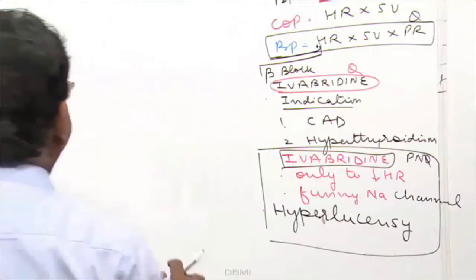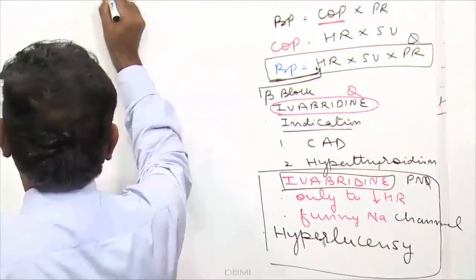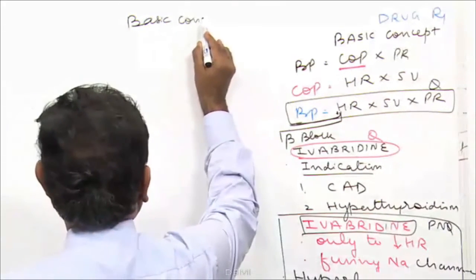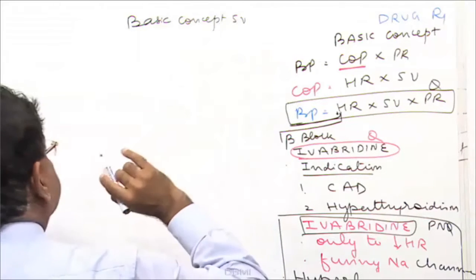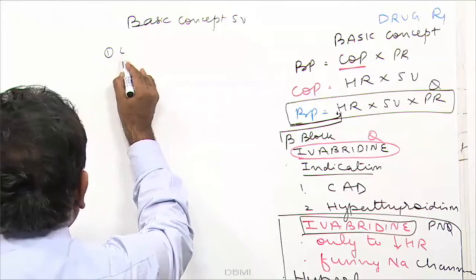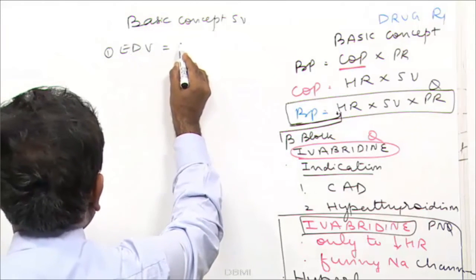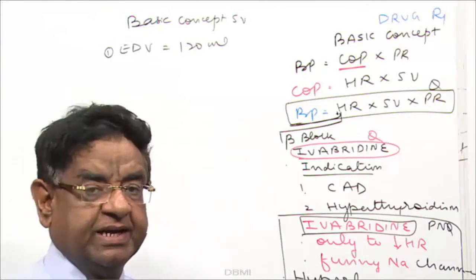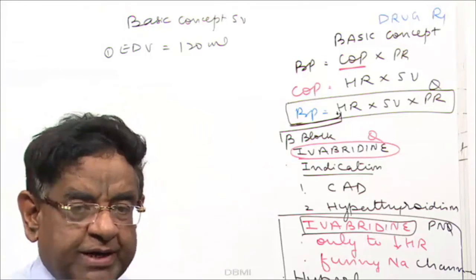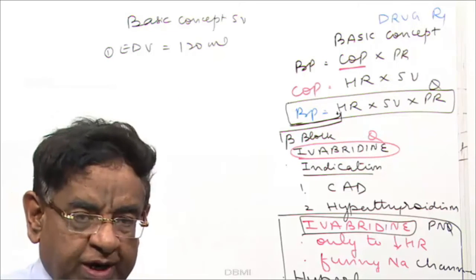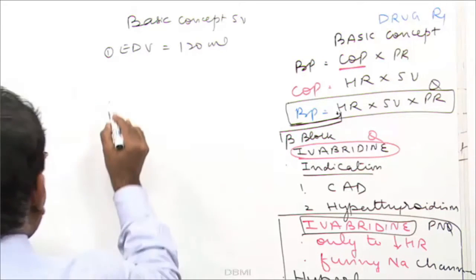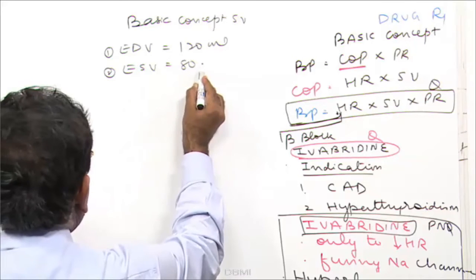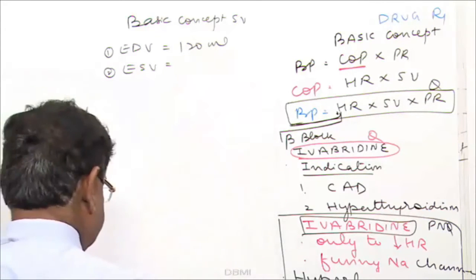So now we talk about stroke volume. Basic concepts about stroke volume. The end diastolic volume of each ventricle is around 120 ml. Actually, it is 100 to 120, but for easy calculation, I am writing 120. End systolic volume of each ventricle is around 40 ml.